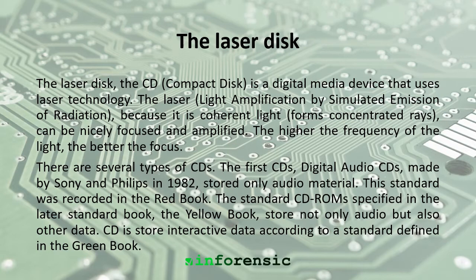There are several types of CDs. The first CDs, digital audio CDs, made by Sony and Philips in 1982, stored only audio material. This standard was recorded in the Red Book. The standard CD-ROMs, specified in the later standard book, the Yellow Book, store not only audio, but also other data. CD-I stores interactive data according to a standard defined in the Green Book.